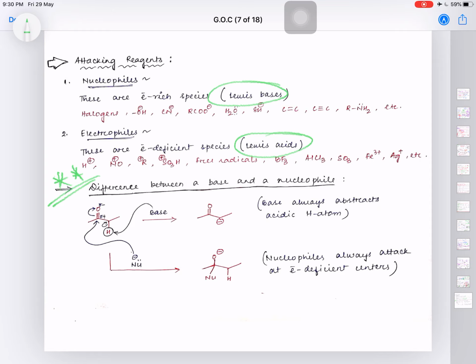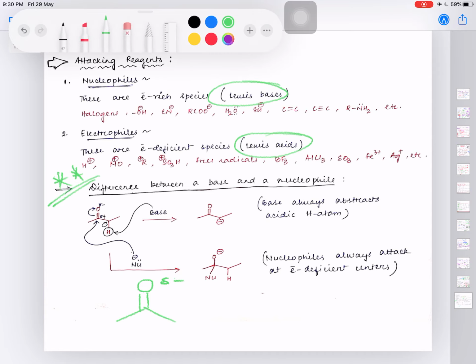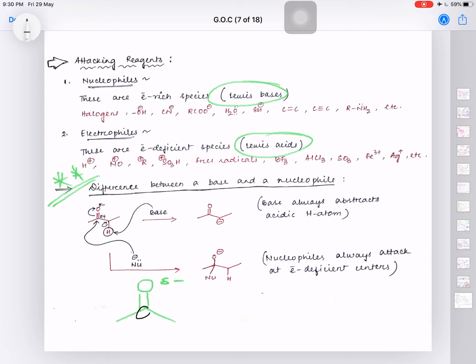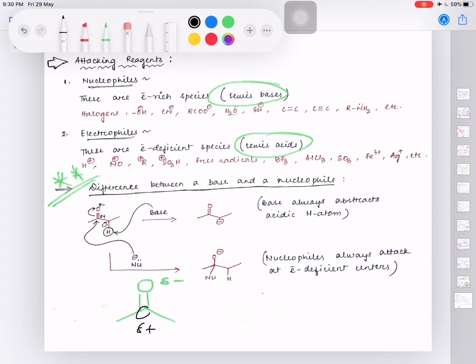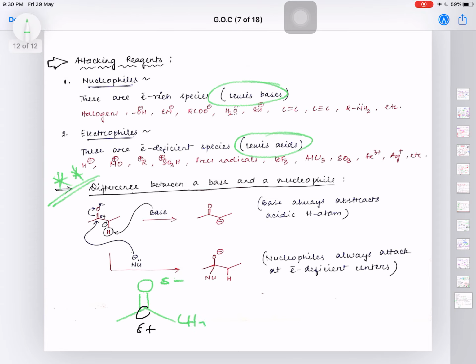So just see this example. We have a system where you have a carbonyl group. This oxygen is more electronegative, so it will have a delta minus charge. Since this oxygen is pulling electron density from this carbon, the carbon has less electron density, so it will have a delta plus charge. Now you have a CH3 group here, and a hydrogen here.